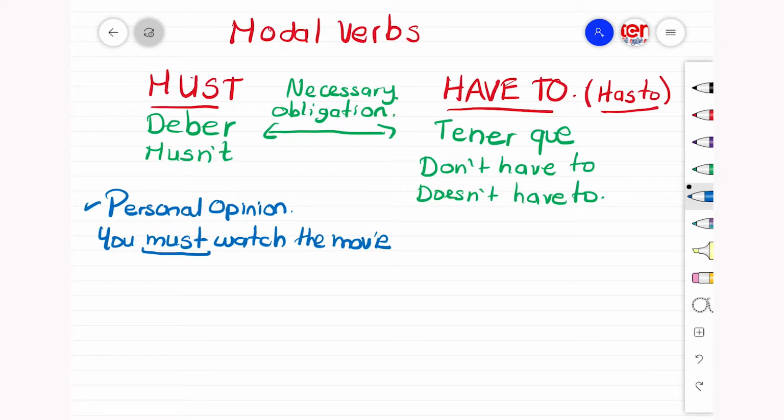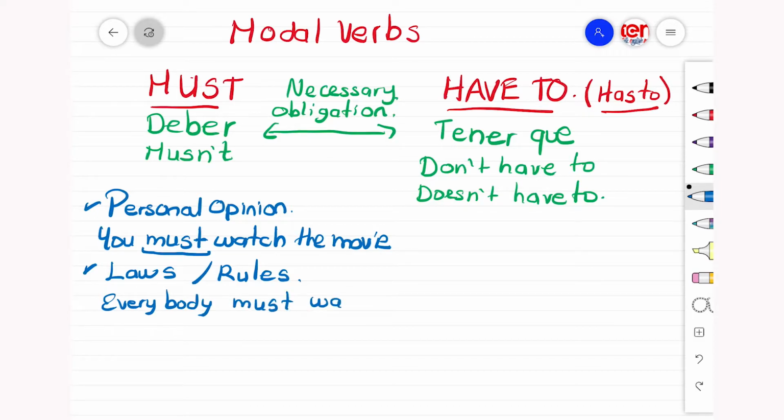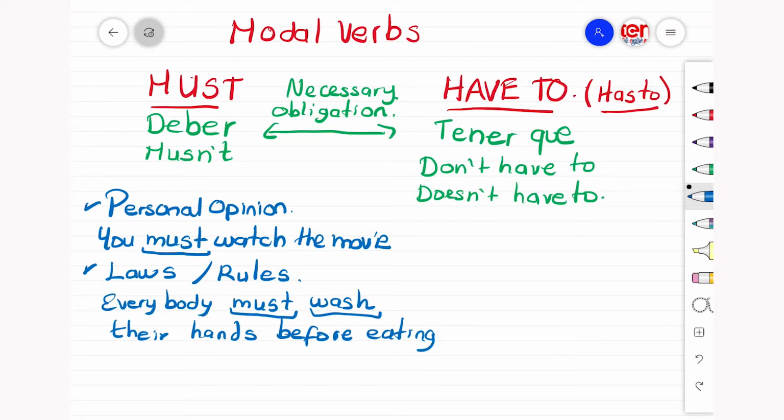Or when I make reference to laws, una ley, una norma, rules. Everybody must wash their hands before eating. Todos deben lavarse las manos antes de comer. Es una norma. Must wash their hands. Una norma.